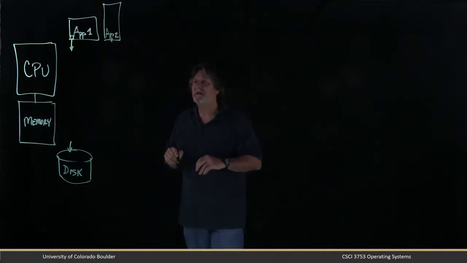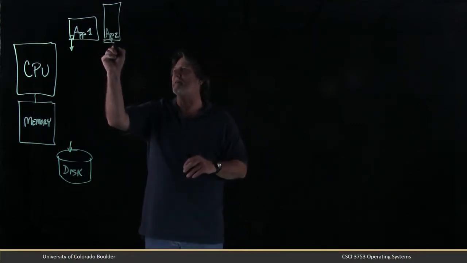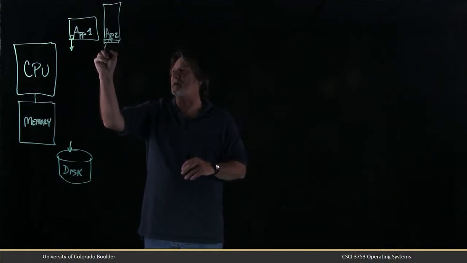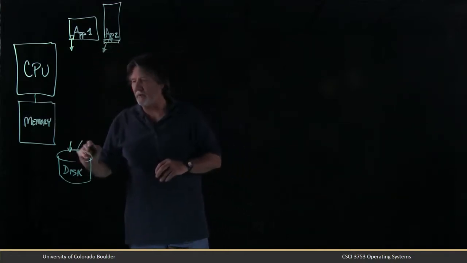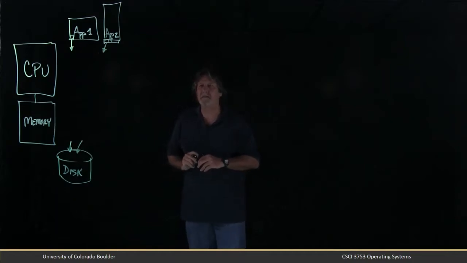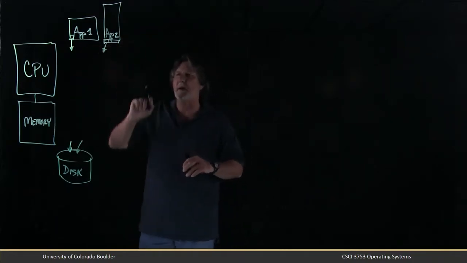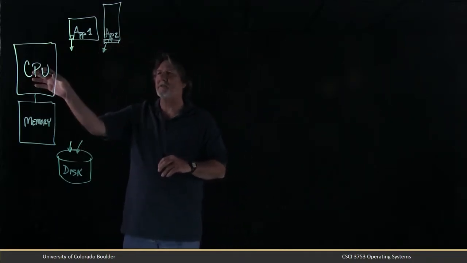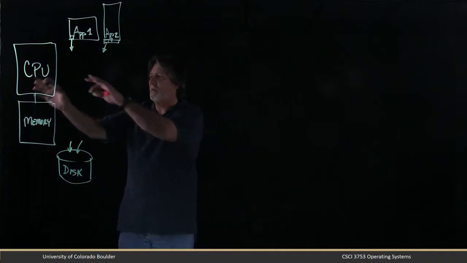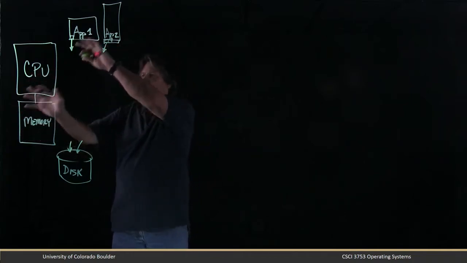application 2 sitting here, then again, it would have to have some information about how to talk to that disk. And so now we've got multiple things that are trying to talk to that disk. Well, we now have two applications. Which one is going to use the CPU? How are we going to be able to manage what is being done?